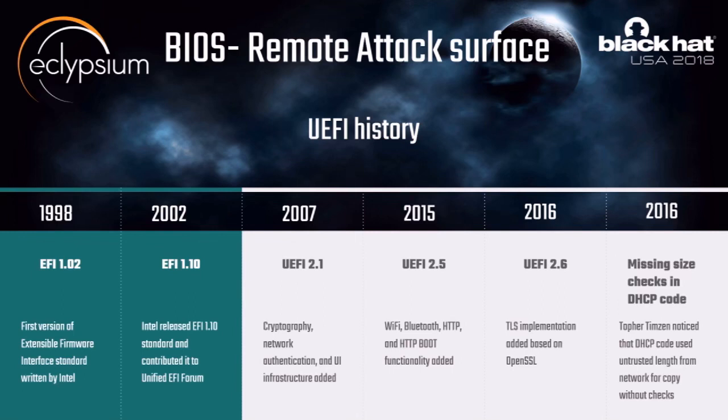And in 2016, we have a publicly disclosed vulnerability in the core code, which is also called TianoCore, where Topher Timzen discovered there is a missing size check in a DHCP packet. The interesting fact about that is there was a check, it was in an assert. They fixed that.